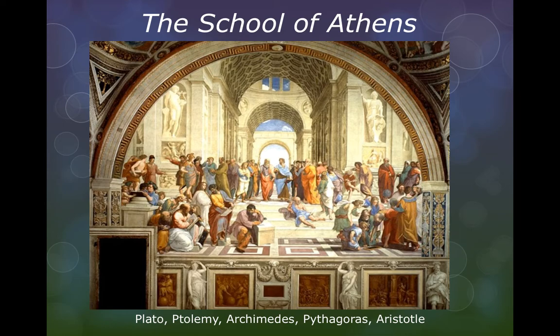So Raphael was a big fan of humanism, and this piece was his tribute to those great thinkers of Greek and Roman times. So he highlighted Plato, Ptolemy, Archimedes, Pythagoras, Aristotle, and then even his idol Michelangelo makes an appearance in this piece, as well as many other famous individuals from that time period. So that's the School of Athens. Now let's look at our next artist, which is Titian.